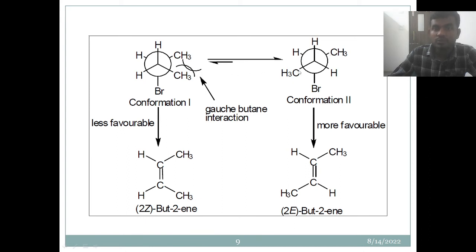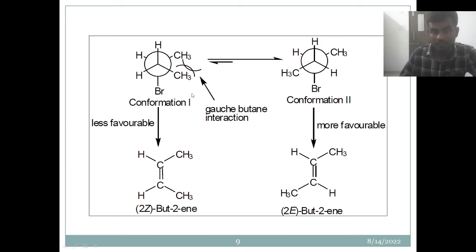Why are we considering these 2 conformations? Because within these 2 conformations we see the hydrogen and bromine in an anti-periplanar arrangement. So this hydrogen on the right side and this bromine, these 2 are anti-periplanar. Here also on the left side we can see these 2 hydrogen and bromine are anti-periplanar. So both of these can undergo an elimination reaction to give the corresponding product. In the case with the gauche butane interaction, we get the Z. And in the anti case, conformation 2, we get the more favorable butene, 2E butene.